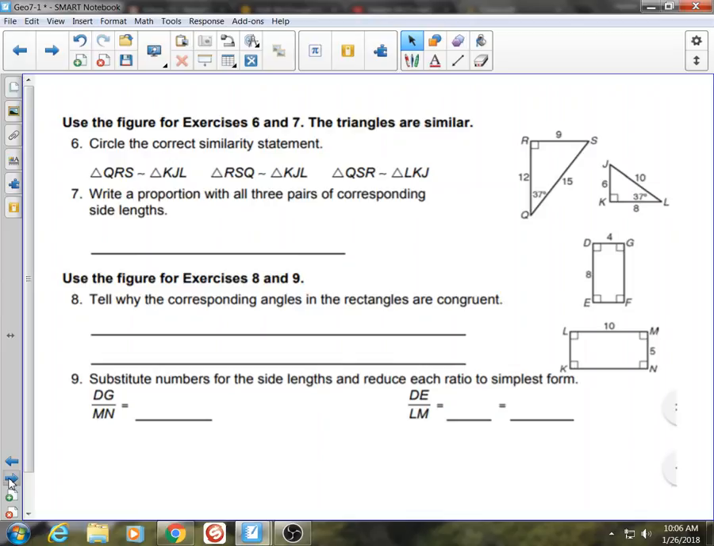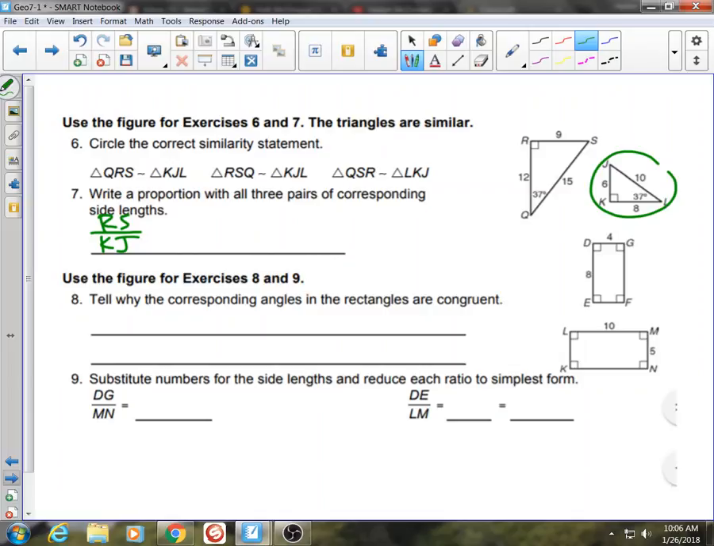What side is going to relate to what other side of the triangles? Oh, wait, is it RQ and JK? It's KL. RQ and JK. Well, oh, it's RS. RS and JK, right. So you have to think about taking this triangle and rotating it 90 degrees clockwise. So RS, you could say SR, over KJ.